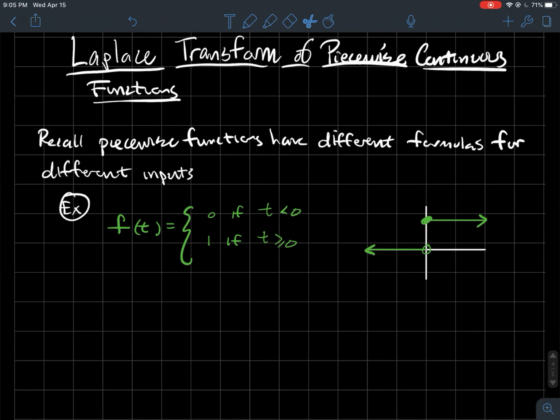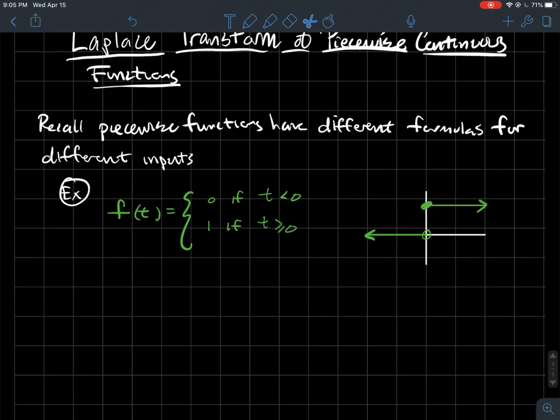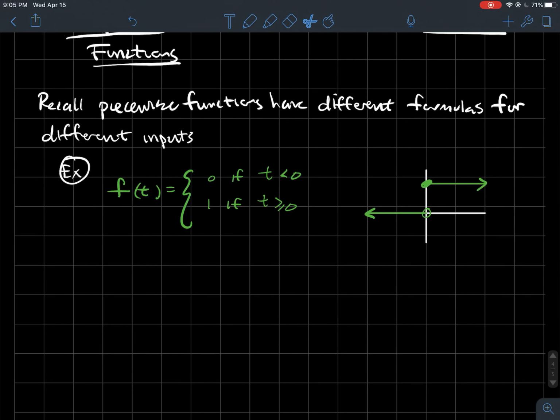Here's one: f of t is 0 if the input t is less than 0, and it's 1 if t is larger than or equal to 0. So what's the point here? I just get horizontal lines: the horizontal line at 0 if t is less than 0. Notice I've got an open circle there to indicate that I'm not plugging 0 into that part of the function. But then the output is 1 if t is bigger than or equal to 0, and that would be the equation y equals 1.